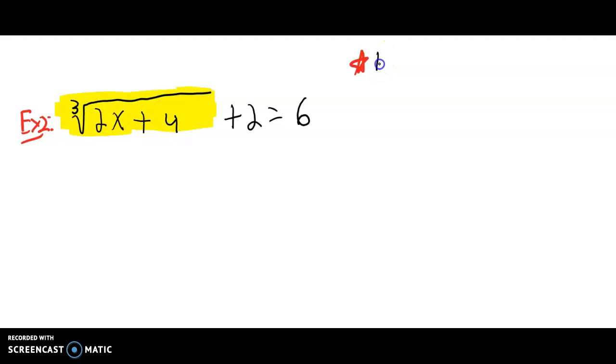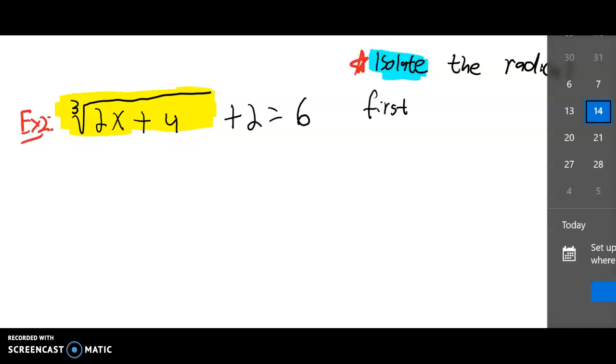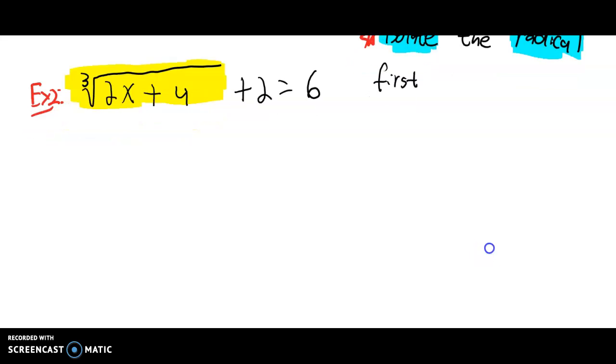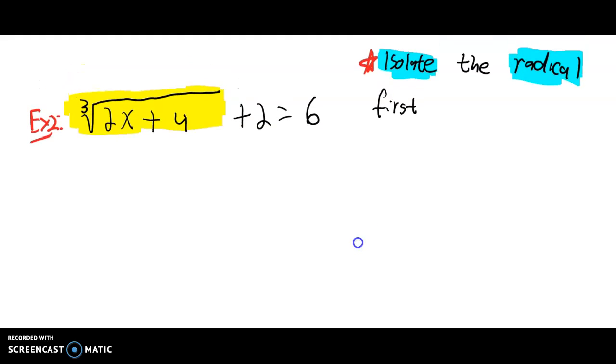So we need to make sure to isolate the radical first. Let's break down this phrase. Isolate means get by itself. Radical means square root, cube root, any kind of root. So isolate the radical, get the root by itself. Okay? How can I start doing that?